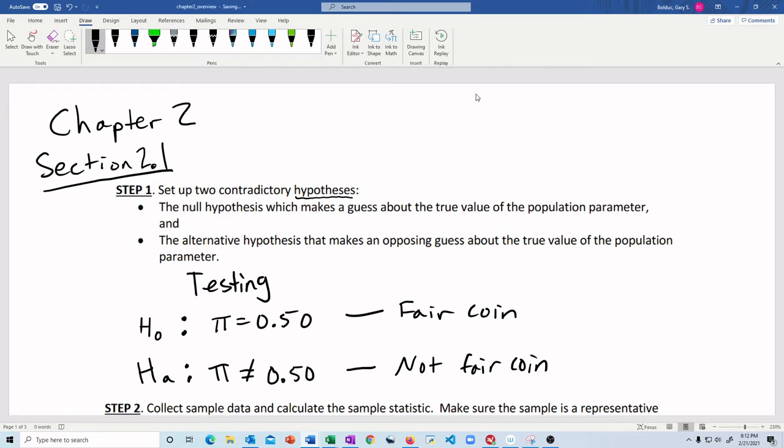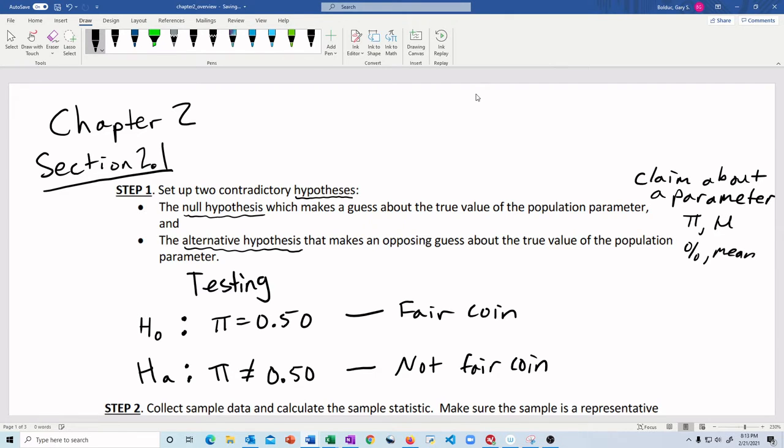All right. And the way that this is going to go is there are going to be two of them, your null hypothesis and your alternative. And here's the thing. Every problem is going to come down to this. Somebody in some way is making a claim about a parameter. So when you're looking for this in a problem, right now it's pi, it's mu. It's percent, it's mean. Okay? So that's the thought bubble you should be having when you are starting a problem.